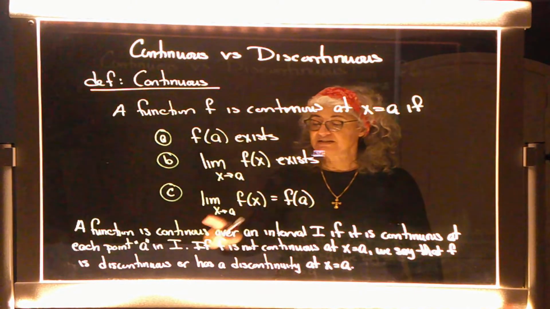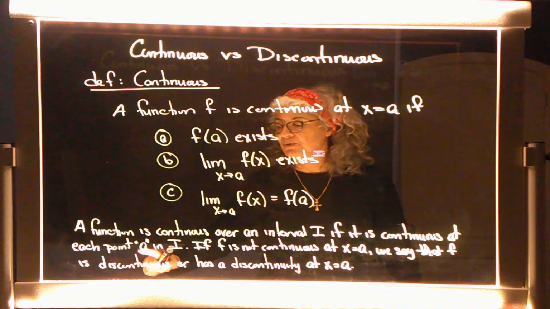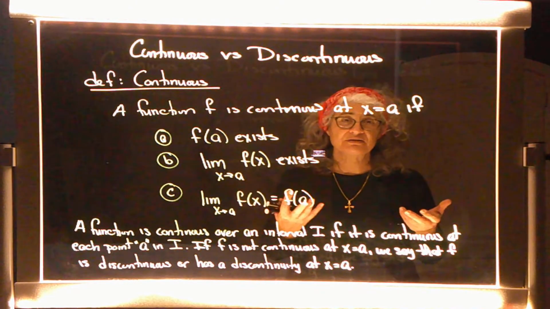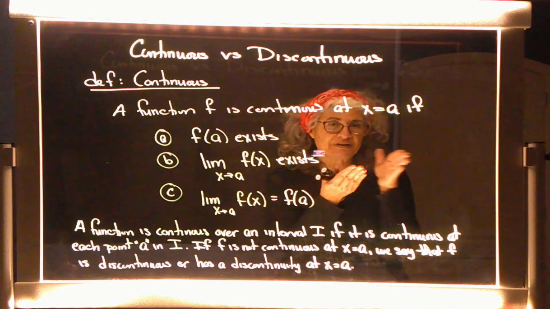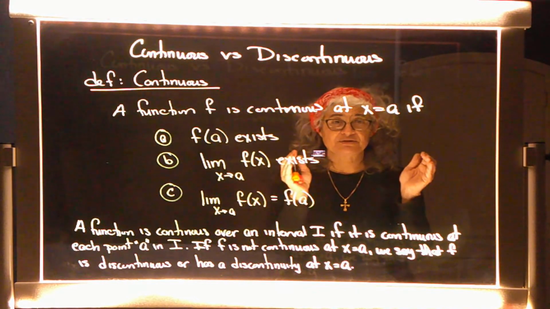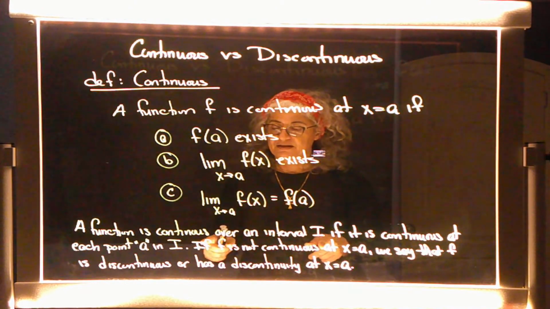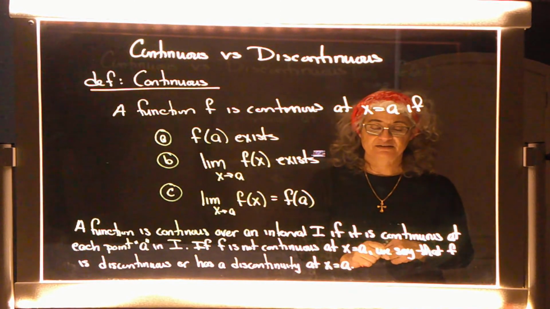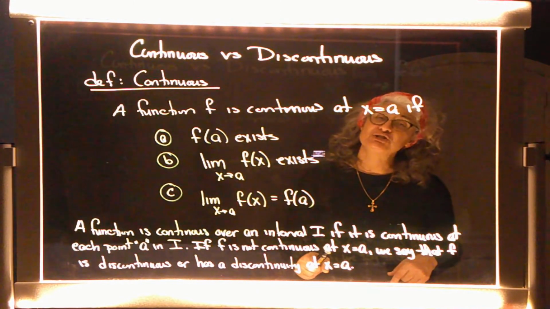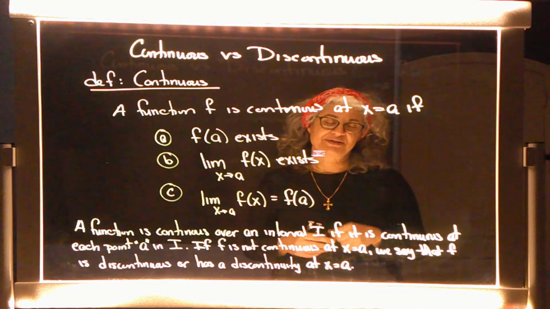Now, a function is continuous over an interval I if it is continuous at each point a in that interval I. So if you've got an interval, let's say from 1 to 3, then for every number in that interval, this needs to be met. Got it? If you want it to be continuous over that interval, then all three of these requirements need to be met. If f is not continuous at x equals a, we say that f is discontinuous, or it has a discontinuity at x equals a. Cool? Okay, so hang in there. I've got some examples for us.